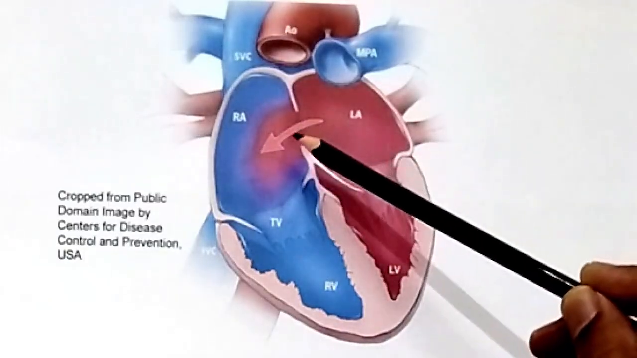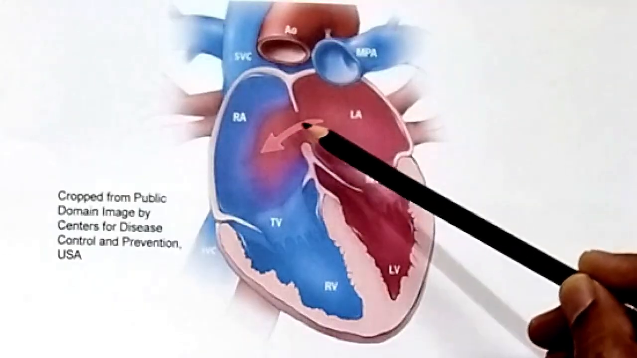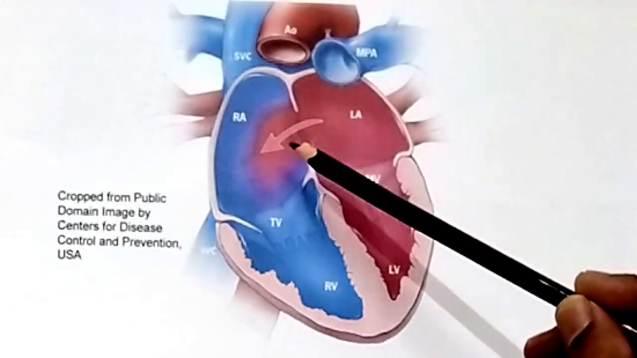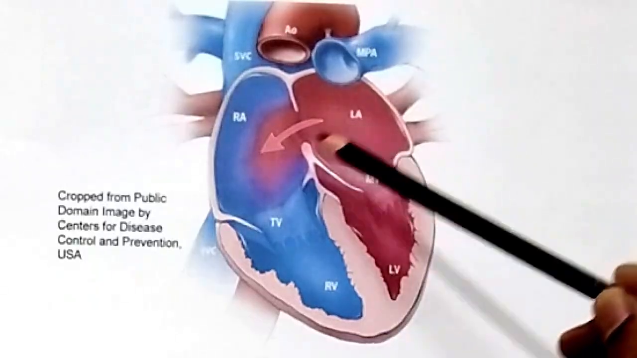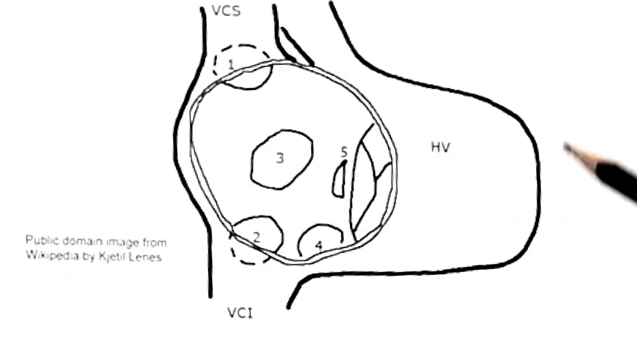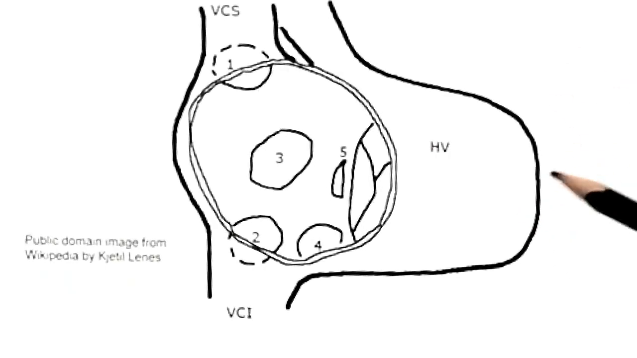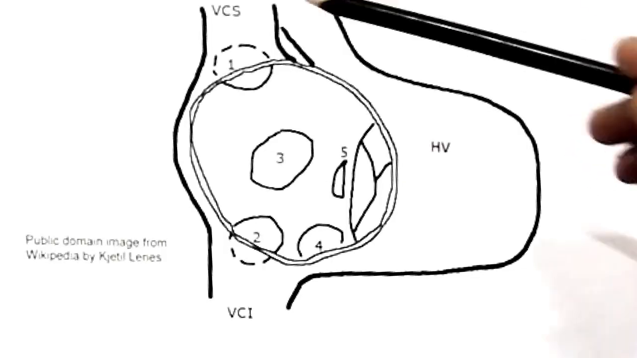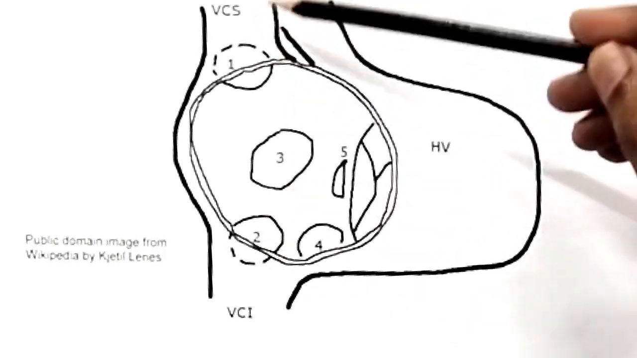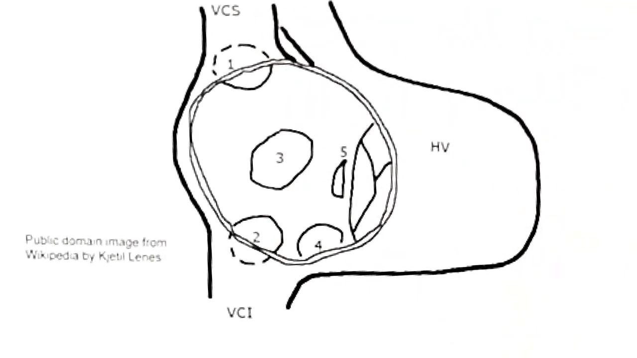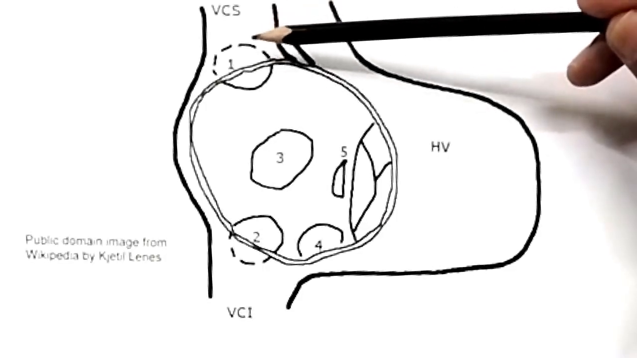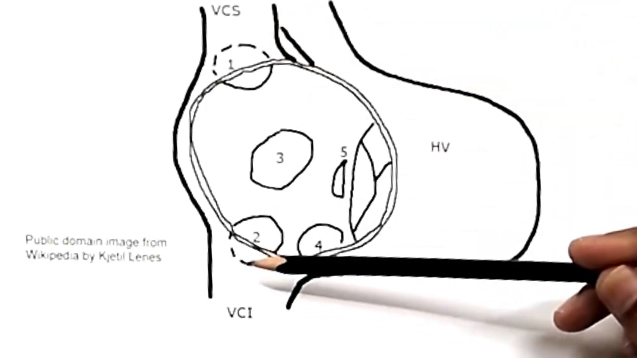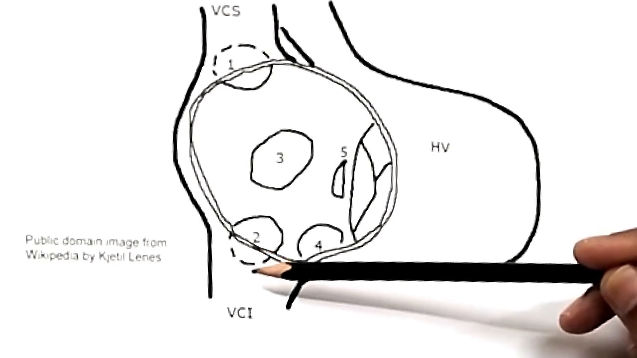This will roughly correspond to secundum type of atrial septal defect, which is the one most often closed by device closure. This shows the various types of atrial septal defects. These two are sinus venosus types of defects. This is the superior vena cava type of defect. This is the inferior vena cava type of defect.